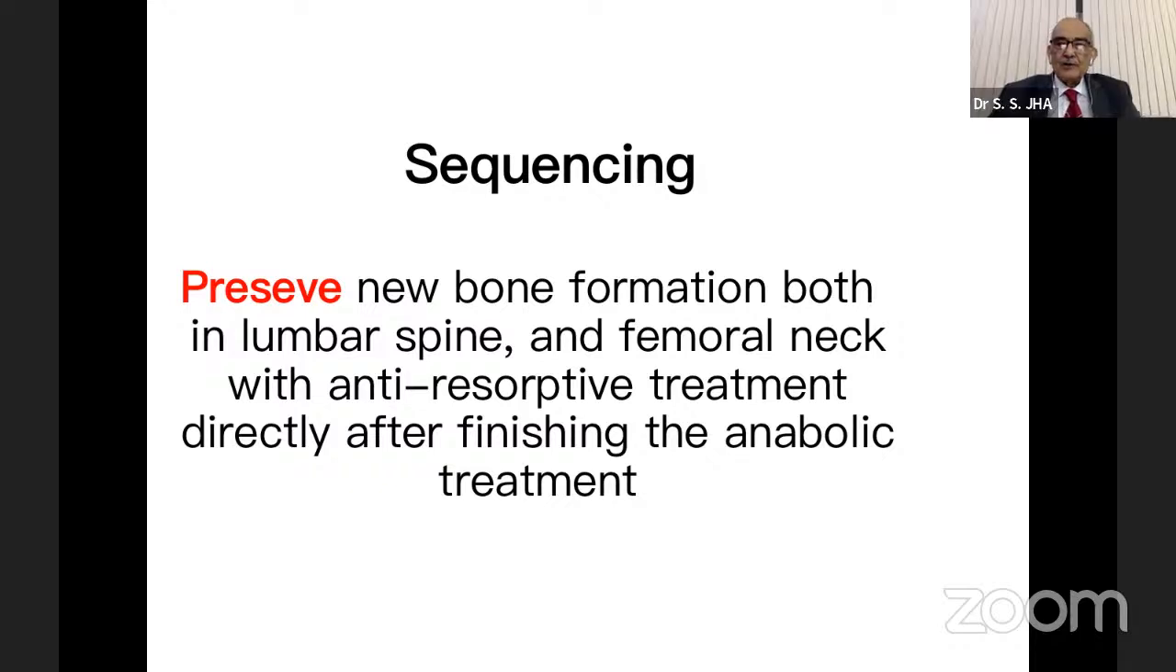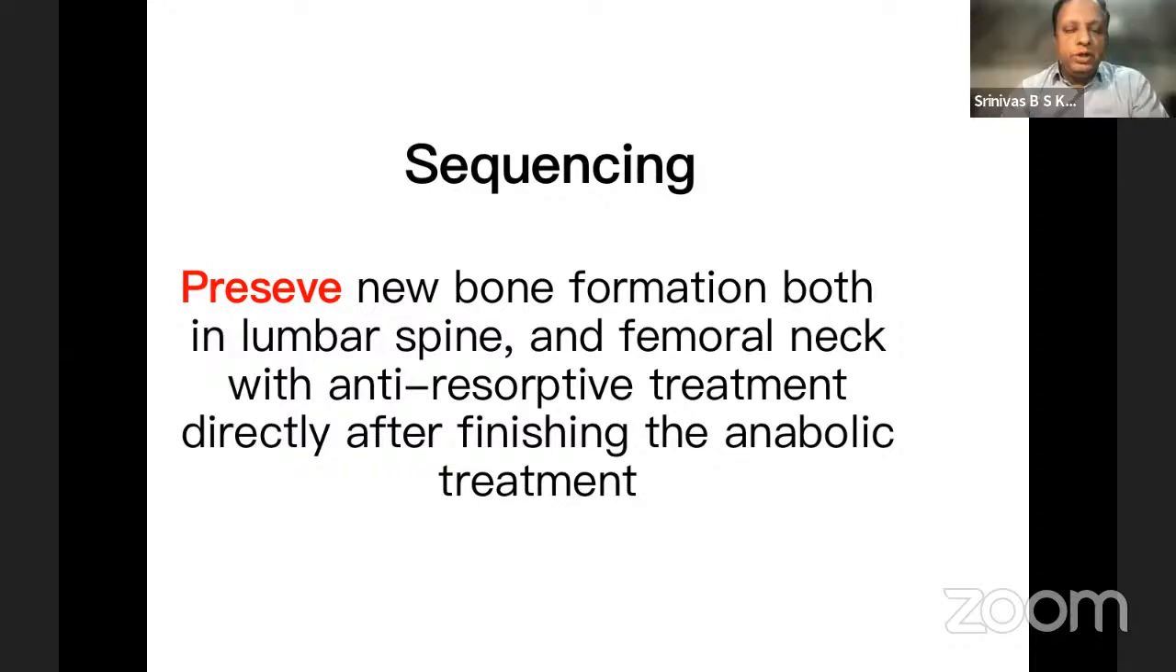Yes, Dr. Sarat had a question: should we go for BMD evaluation, that means DEXA scan evaluation, or should we prefer these bone turnover markers? I think you would like to reply to this. Is that to me, sir? You can also reply. So which one is to be preferred, DEXA or bone turnover markers?